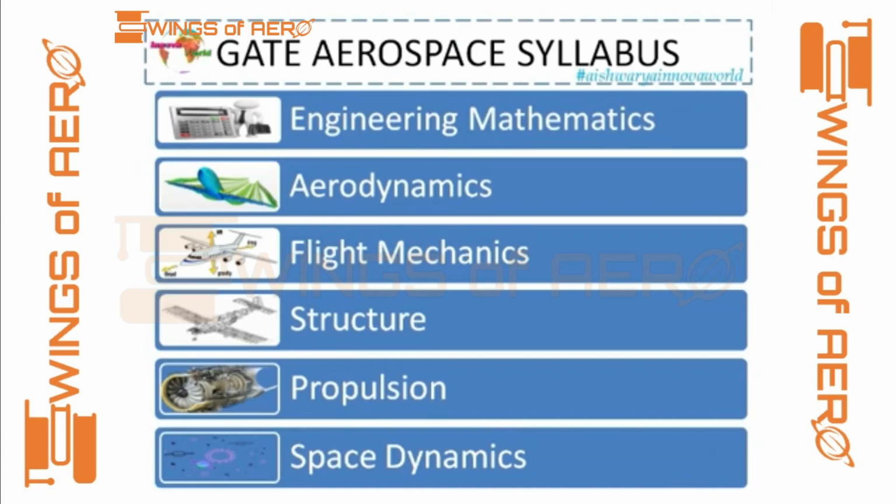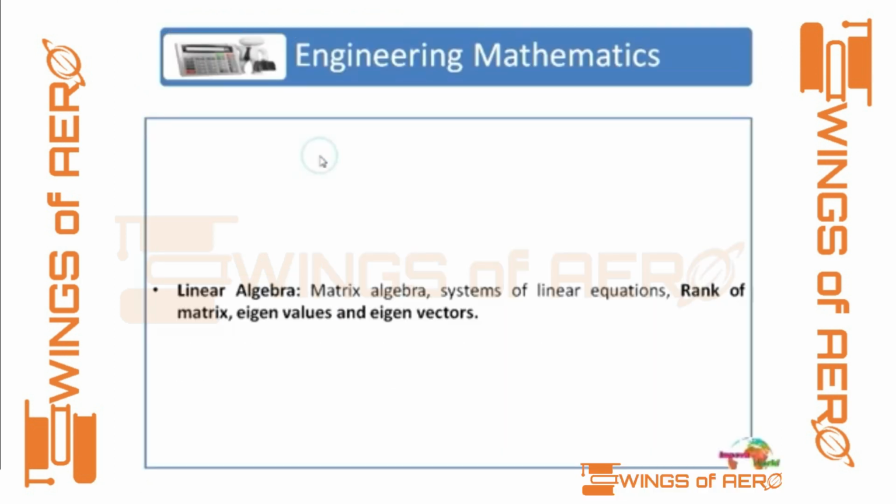Today we are going to discuss the GATE Aerospace syllabus. So let's focus on the GATE Aerospace syllabus. We have 6 sections. The first one is engineering mathematics, then aerodynamics, then flight mechanics, structures, propulsion, and space dynamics. Let's now focus on each topic. Here I'm going to tell you, among the 6 sections, what you have to study and focus on in each section.